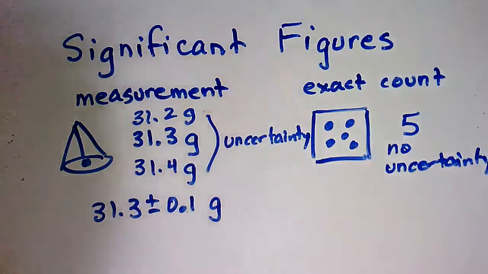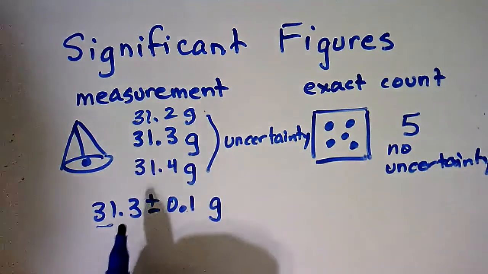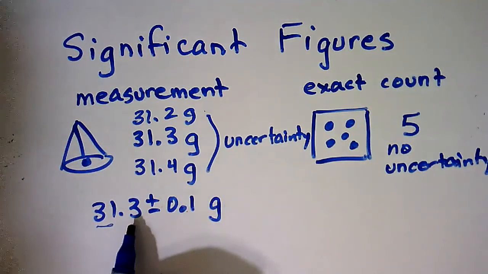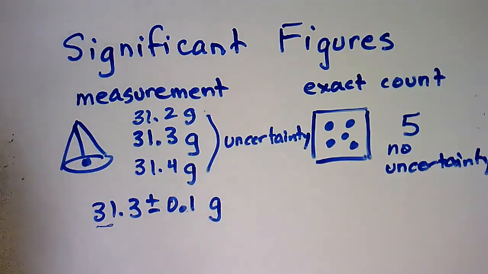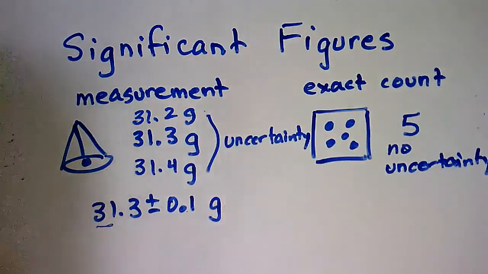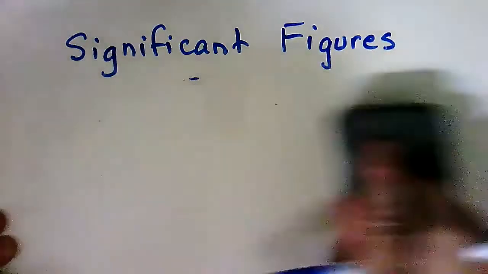When you make a measurement with an instrument, you write down the data to whatever value has the uncertainty in it. So the 31 is not uncertain. That's not going to change. With this particular balance, it can measure the number of grams very accurately. But its last digit of measurement is the one where we have the uncertainty. And by the way, three significant figures, three significant figures, three significant figures. Okay. So we encounter significant figures when we're dealing with data.